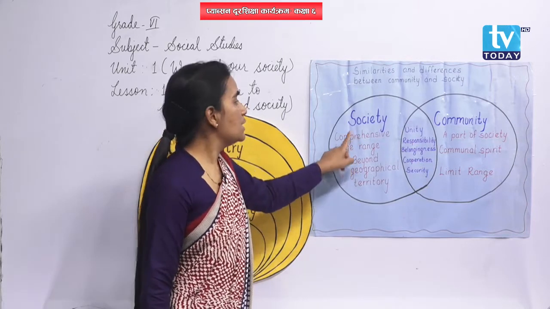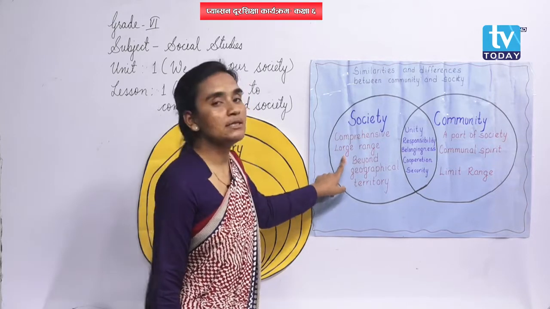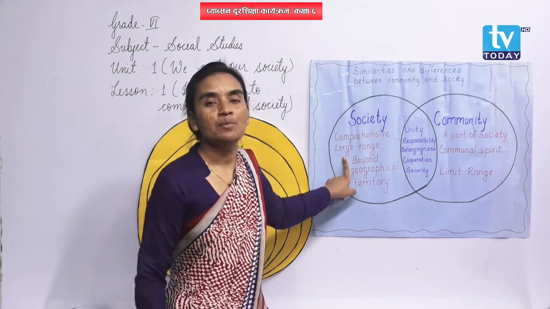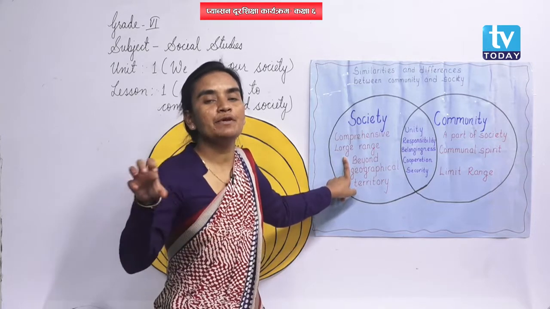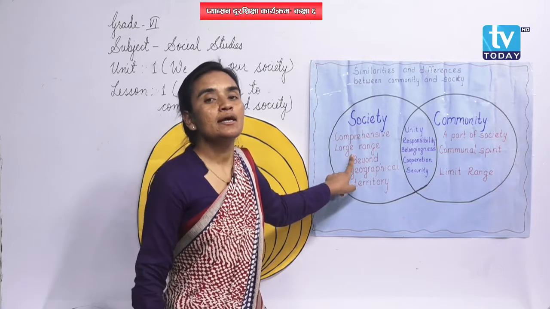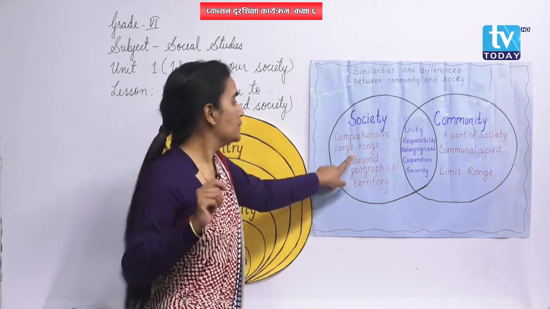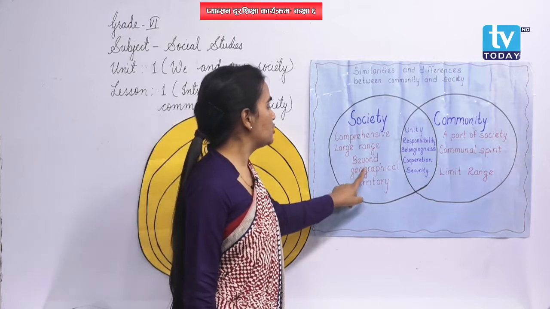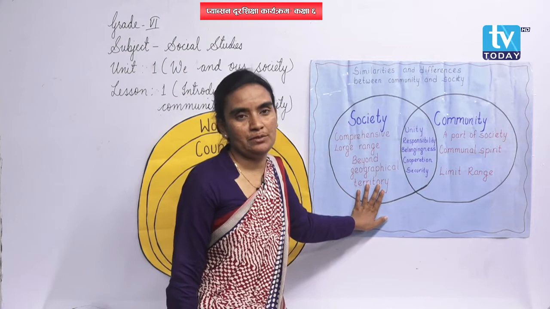Here we have: society is comprehensive. Society consists of a large range because it has a broad range. Broad geographical areas can be combined within the same society. The next one is that society also exists beyond geographical territory.